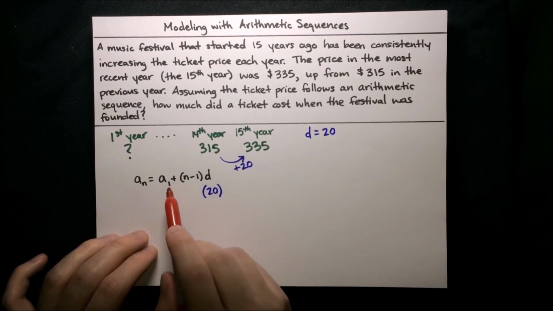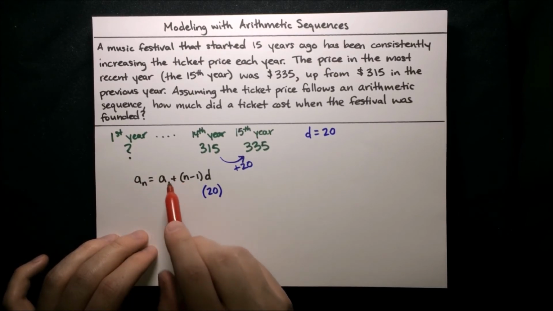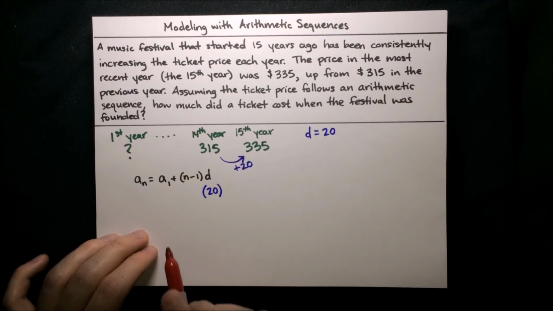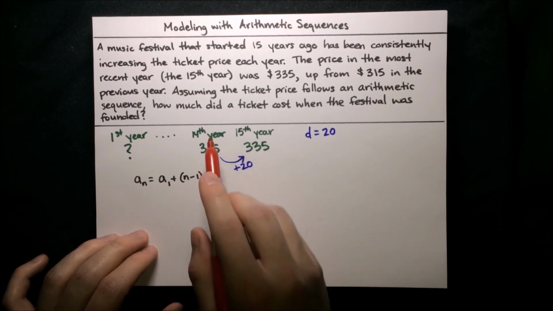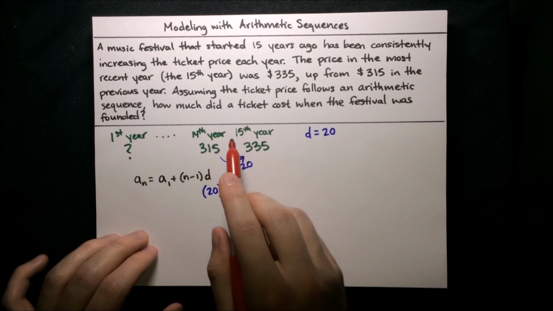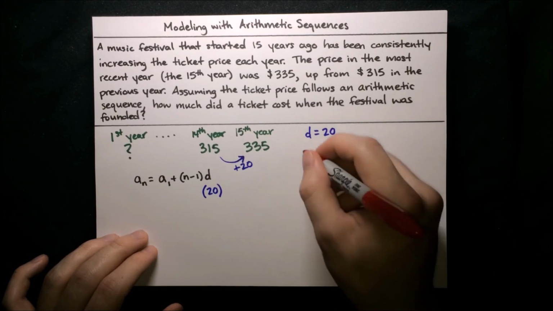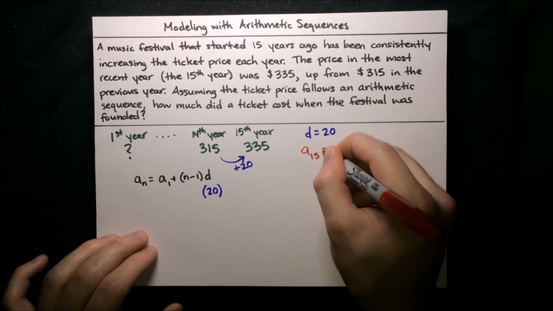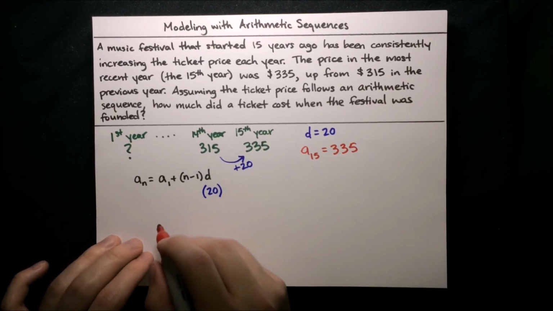We're trying to find a1, so it'd be nice if we could plug in for n and an, and then a1 would be all that we have left, and we can solve for that. So what can we choose for n and an? Well, we have two entries right here. Why don't we use n equals 15, and a15 is $335. So we'll plug that into our template here.